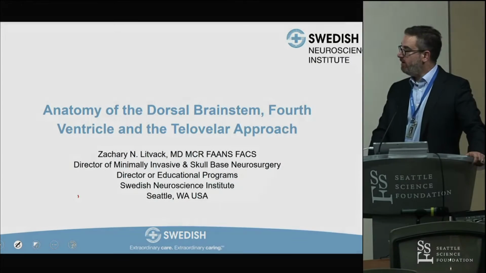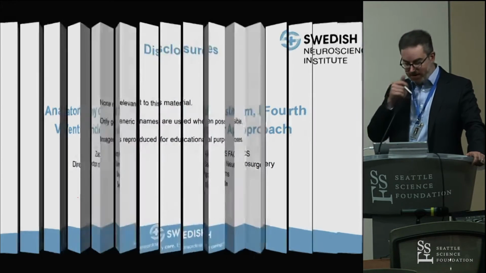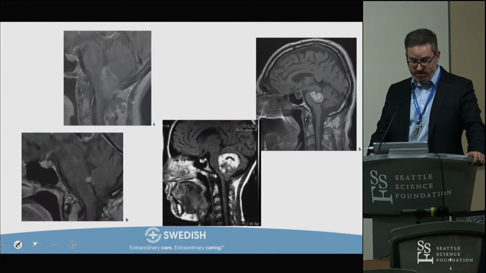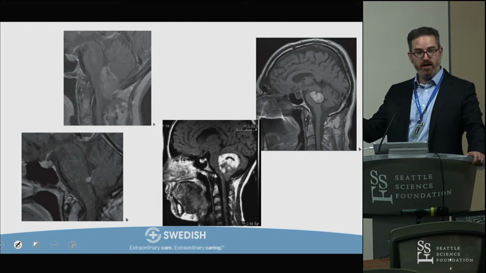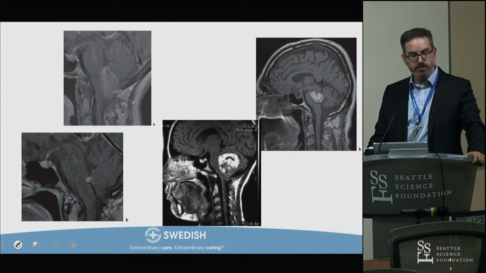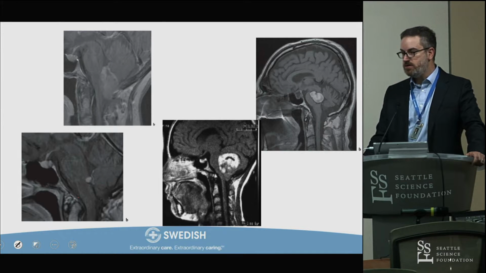All right, so I couldn't have asked for a more serendipitous introduction to today's topic, and no relevant disclosures for this. We just saw a case like this, right? And the question becomes, how do you get to and address lesions in this area, whether they be in the ventricle or in the dorsal brainstem themselves? How do you expose it surgically?